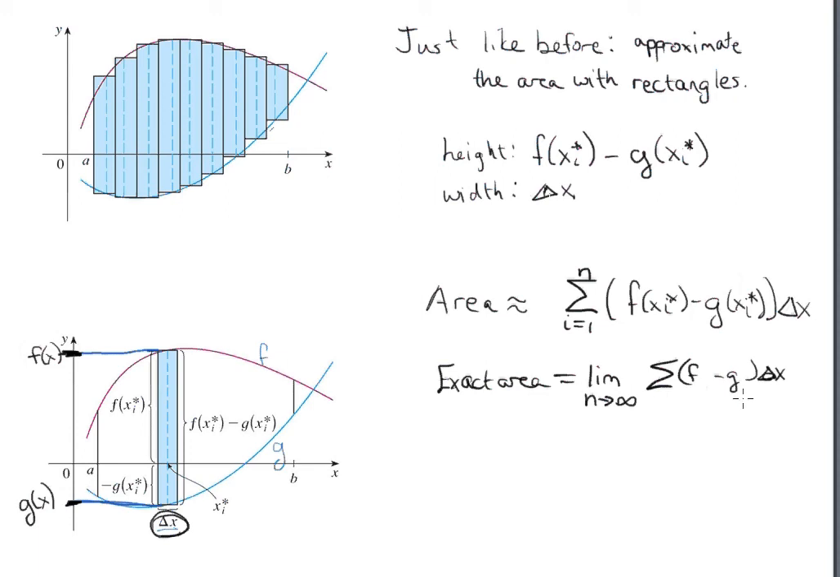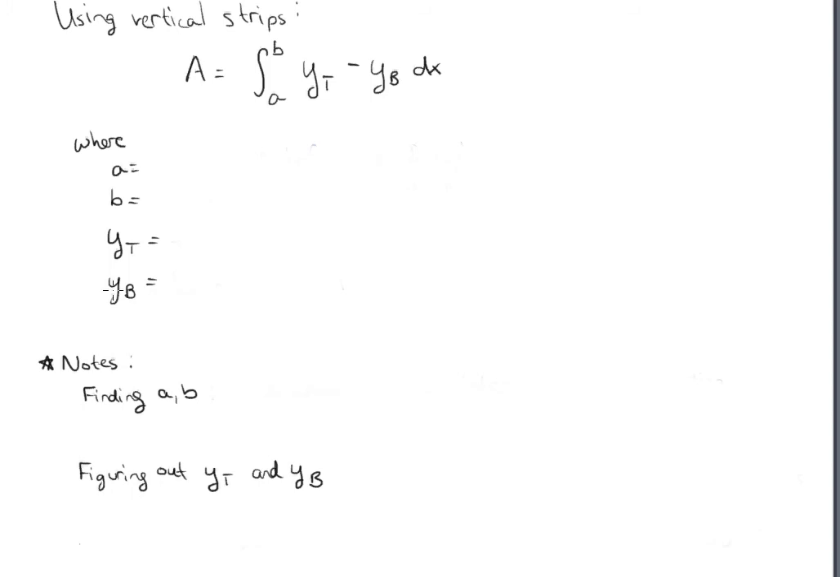Okay, and look at that, that's a Riemann sum and a limit. So this is exactly the definition of a definite integral. So that means I can write it as a definite integral. f of x minus g of x is the function. Delta x turns into dx. And I start over there on the left at x equals a, and on the right with x equals b. So that's the exact area between the curves from x equals a to x equals b. So that means if I divide up my area into vertical rectangles, I have this formula.